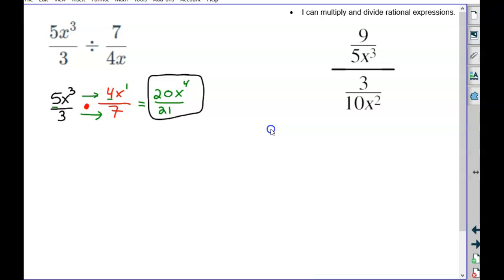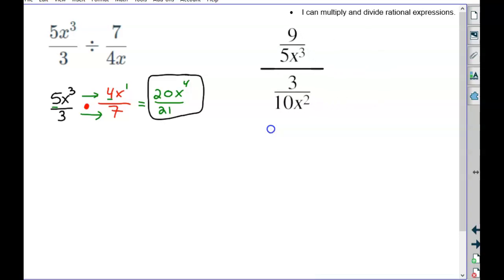Now, let's look at the one that's really scary. This can give some kids some nightmares sometimes. Okay? Here's what I want you to think of. If I read this like a sentence, I have a fraction divided by a fraction. It's the exact same thing as what we just did here. It's a fraction divided by a fraction.